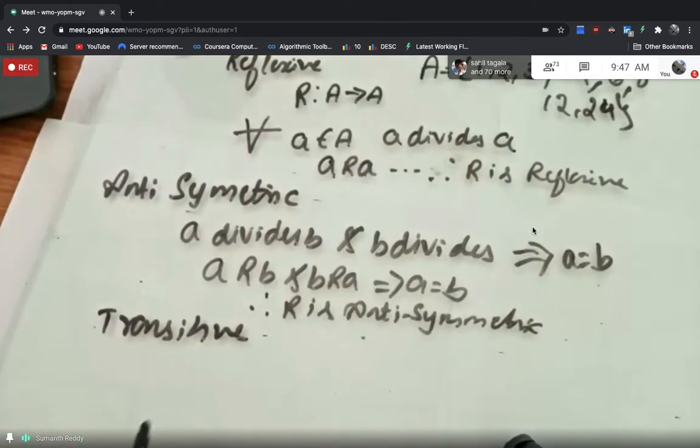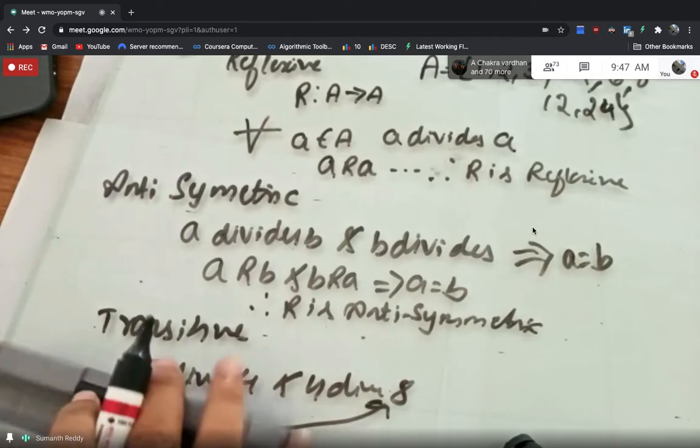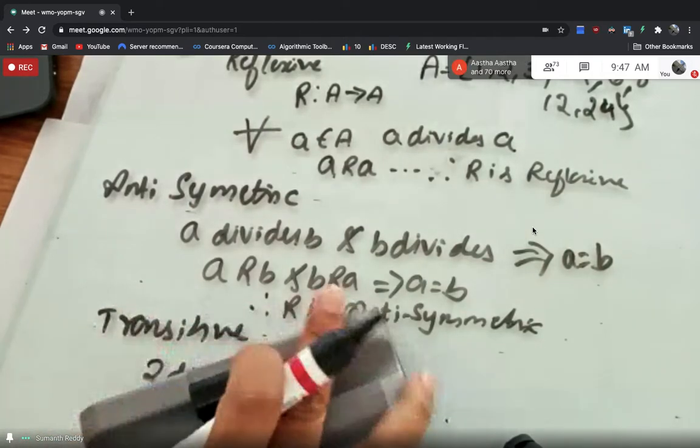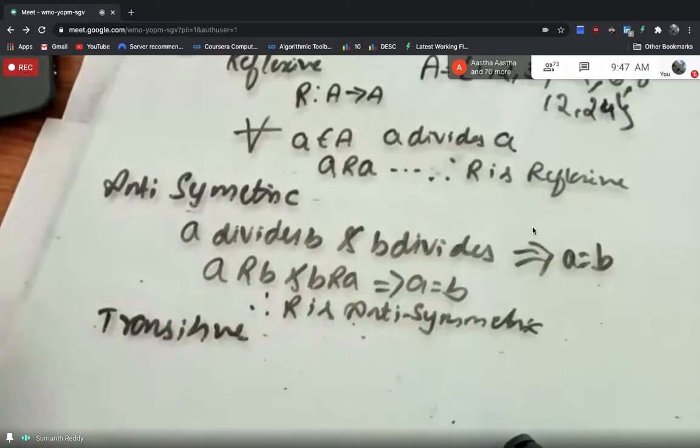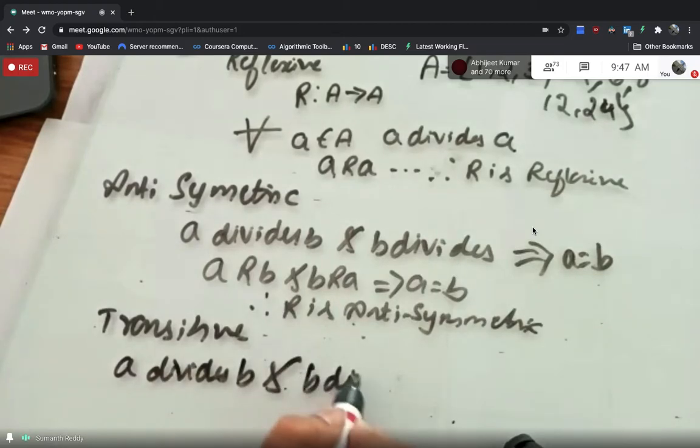Similarly, the transitive property you can check with any numbers. For example, 2 divides 4 and 4 divides 8. You can check with any example. 2 will also divide 8. In the similar way, in general, I will write a divides b and b divides c.